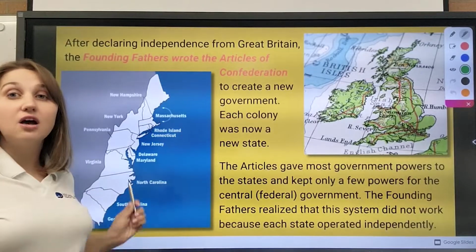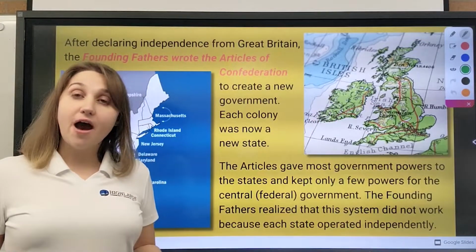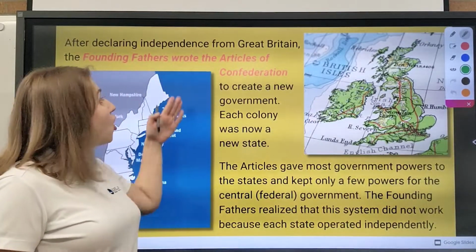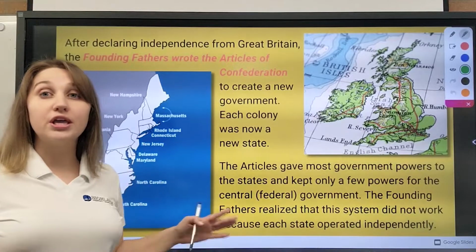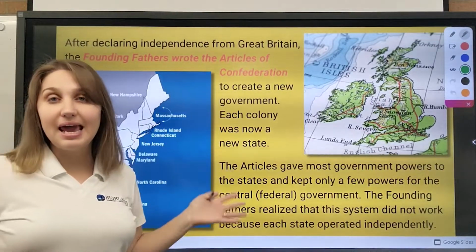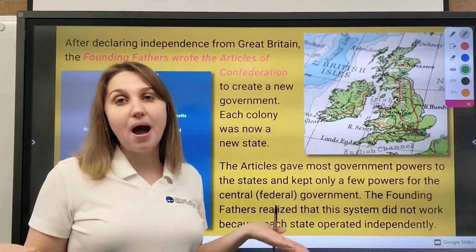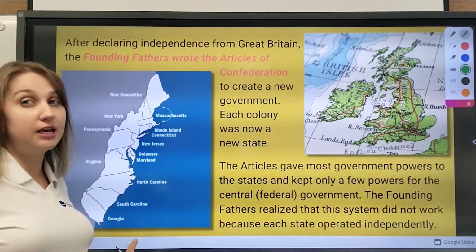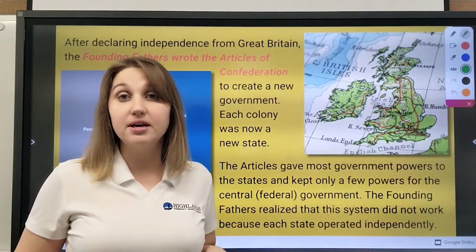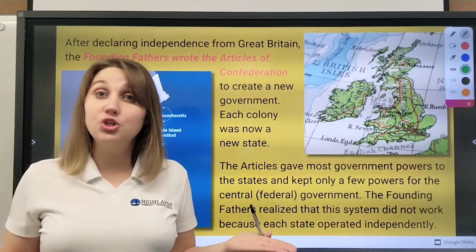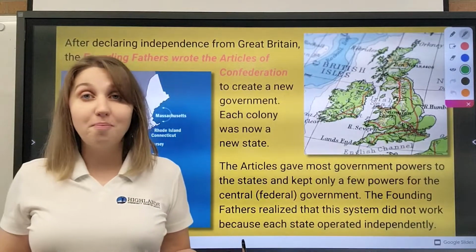After the 13 colonies gained their independence from Great Britain, the founding fathers wrote the Articles of Confederation in order to create a new government. At that point, those colonies became independent states. Under the Articles, most powers would belong to each colony, and just a few powers would belong to the central or federal government.